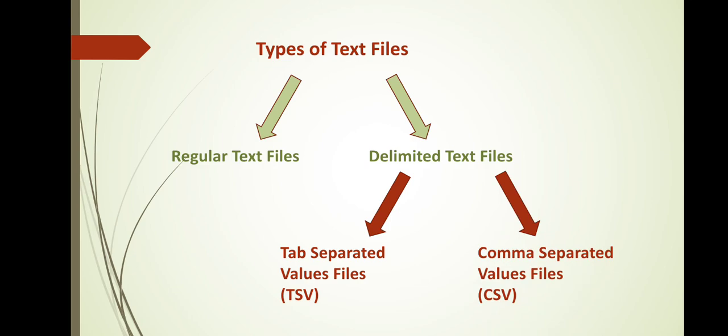As the name suggests, a tab separated values file uses a tab to separate two values. Right? Tab means multiple spaces. Whereas a comma separated values file will use a comma as a separator between two values. Let us understand it with the help of an example.